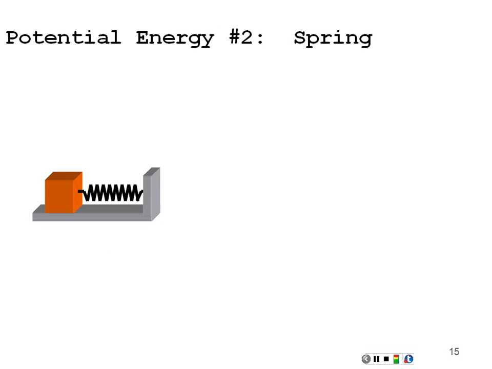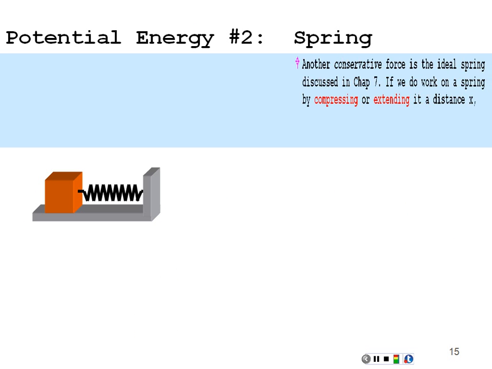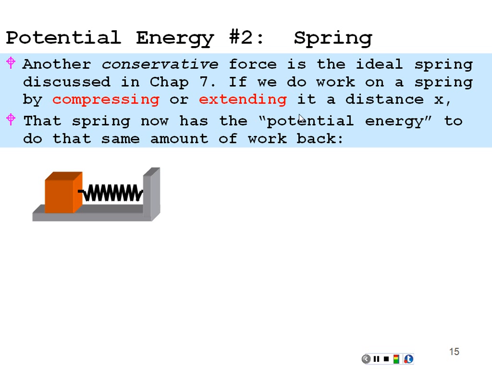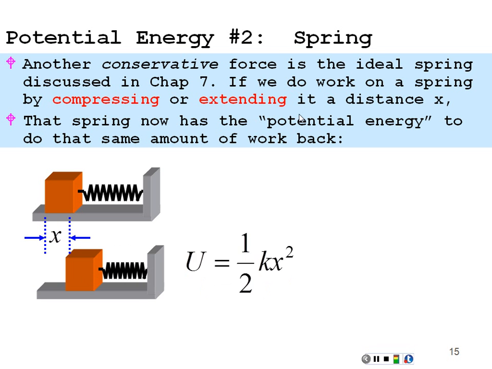All right, so we've introduced potential energy, but there's another potential energy other than gravity potential energy that we wish to consider. It's also associated with a conservative force, the spring force. We saw in Chapter 7 that we can do work on a spring by either compressing it or extending it a distance x, and the work we do was equal to 1/2 kx squared.